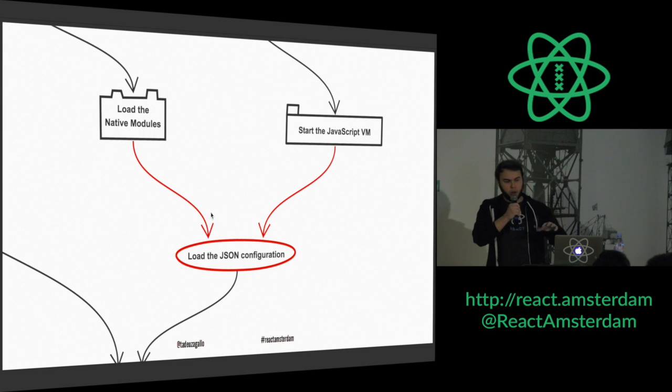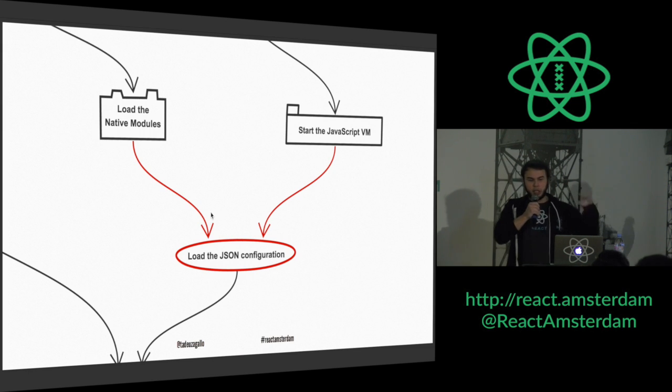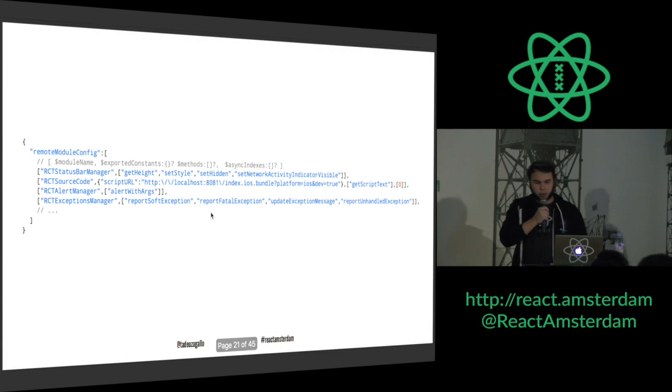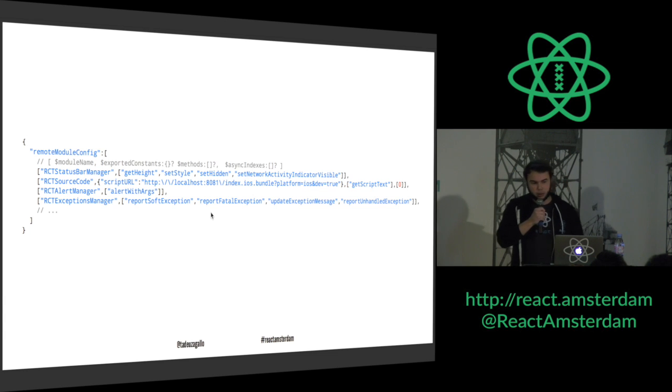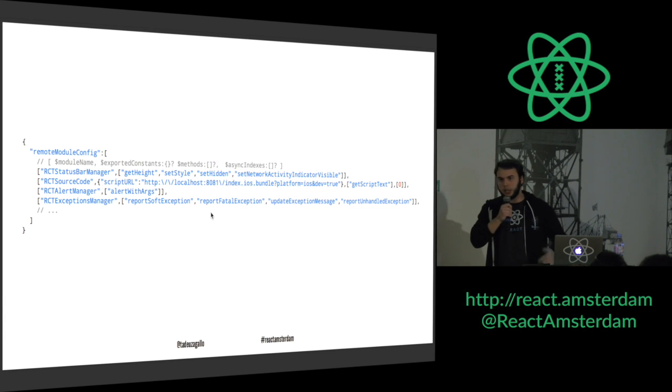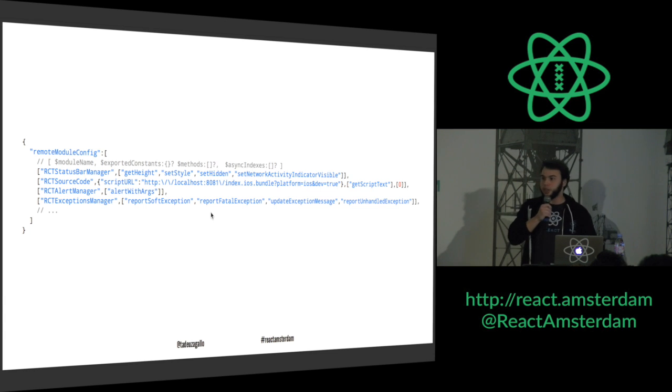Once both of them are done, we can combine them and load the JSON configuration. The JSON configuration just looks like that. It's basically an array of modules, and the module itself is another array that contains the module name, the content that the module exported, so you can export content from native views, for instance, like the size of the date picker. It's a real use case for that. And the methods that your module has.